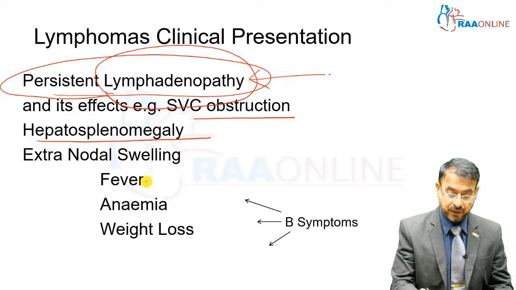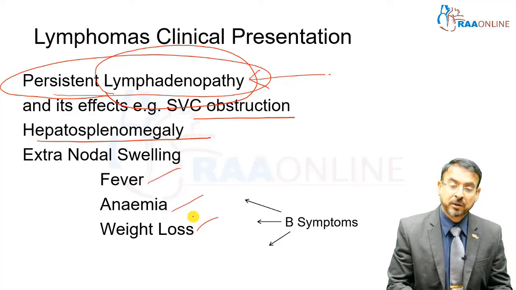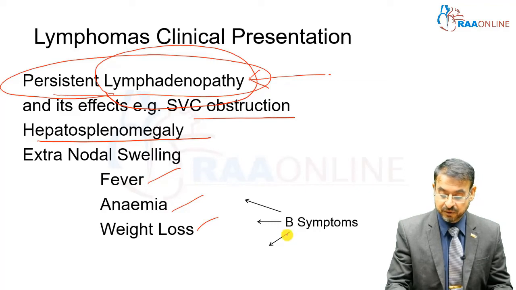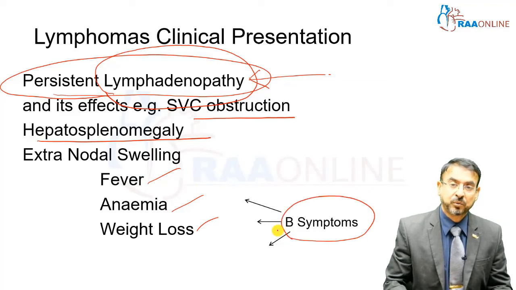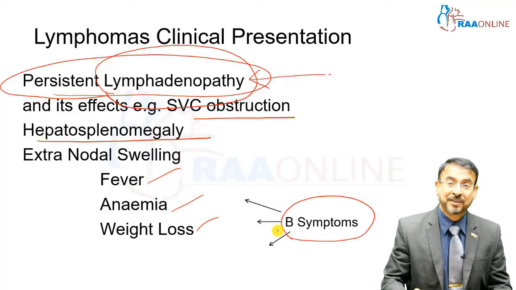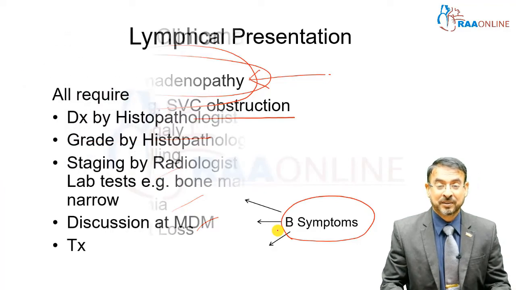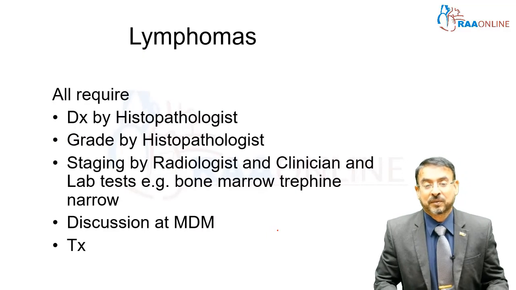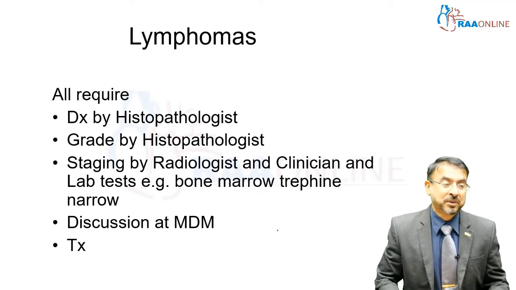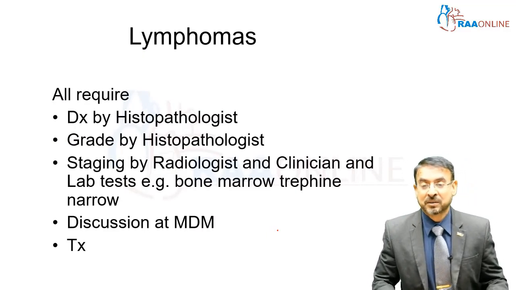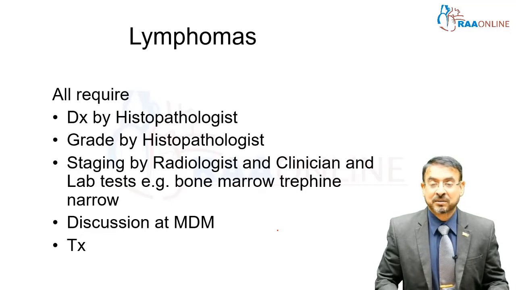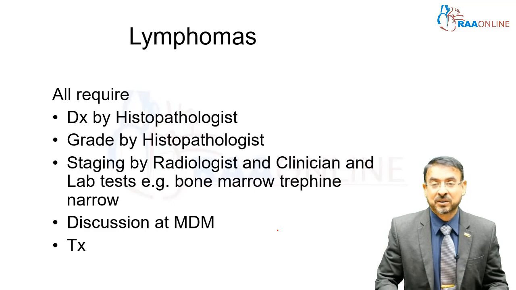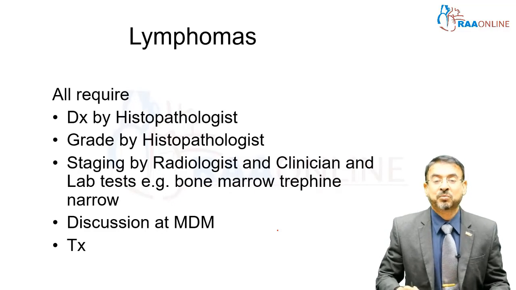And if the patient has fever, anemia and weight loss, these are called B symptoms. And when you have patients with B symptoms, remember, it has a poorer prognosis. How do you diagnose a case of a lymphoma? Now, as much as many other surgical conditions or medical diseases are easy to diagnose with a clinician or a surgeon, diagnosis of a lymphoma is a bit more complicated.